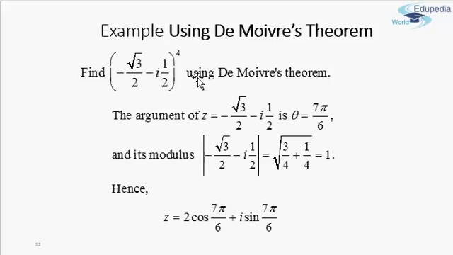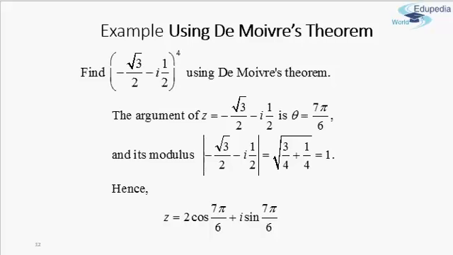Now you're raising this complex number to the power of 4, right? So now the argument of z is basically theta, and that is going to be 7 pi by 6. So you've already found out the argument. The argument means the angle, that theta, and then you find out the magnitude by finding out the modulus. So you find out the modulus, and you get it equals 1 over here. So this is the standard form of the complex number being represented by a trigonometric form over here.